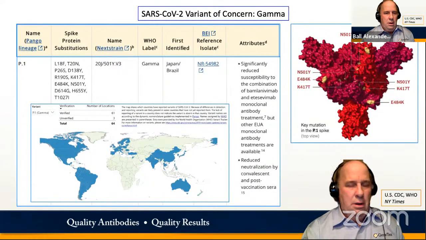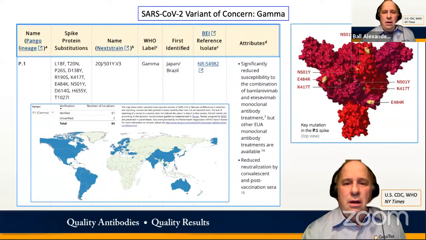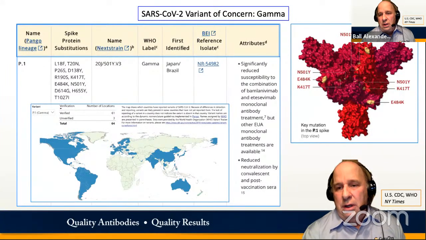So then the other one is gamma. You may know it as P1. It is also widely distributed throughout the Americas and certain other regions of the world, Europe, parts of Asia and India and Australia. It also has largely the same mutations as beta, but as I said, it has N501Y. It has E484K, and instead of this being an asparagine, it's a threonine.